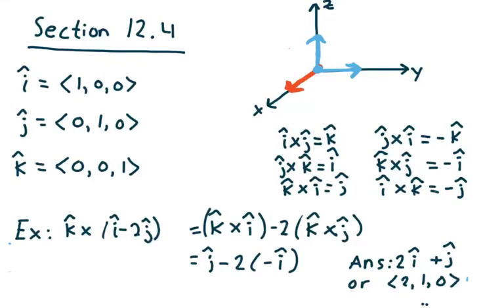This is a video from section 12.4 and it's based off the lecture notes. Recall that i is the vector 1, 0, 0. j is the vector 0, 1, 0. k is the vector 0, 0, 1.